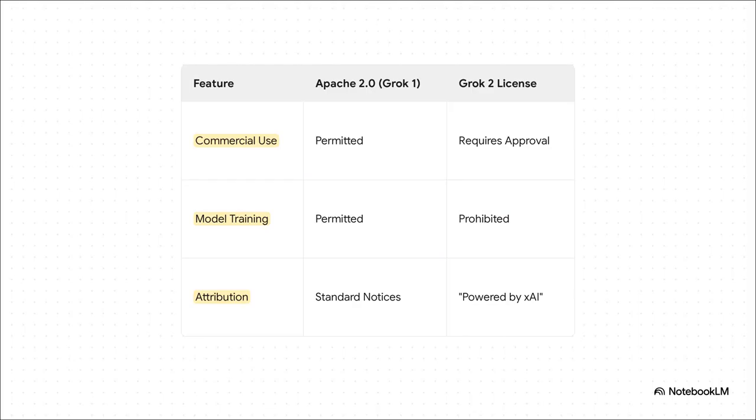And when you put a standard open source license next to this new one, the difference is, well, it's night and day. The typical license, like Apache 2.0, is super permissive. You can pretty much do what you want. Use it for commercial projects, train new AIs, you name it. The Grok 2 license, though, completely flips that around. If you want to use it to make money, you need to get approval from xAI, and using it to train other AI models, that's a big fat no, flat out prohibited.